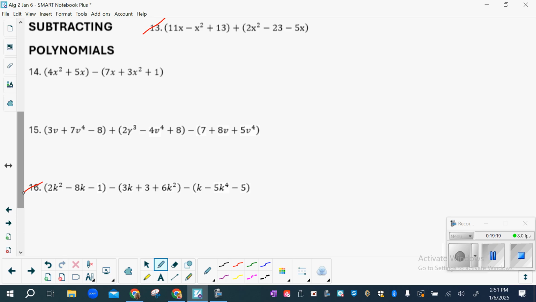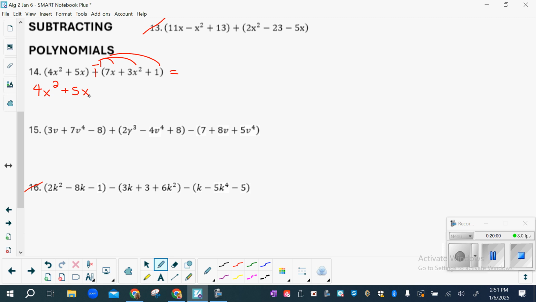So when we are subtracting, what's the first thing we do on number 14? It's the hopscotch. We have another name for that besides hopscotch. Yeah, so we are looking at distributing this -1 into all 3 of those. So 4x squared plus 5x. Distribute the negative for me, please. What do we get when we distribute that negative?